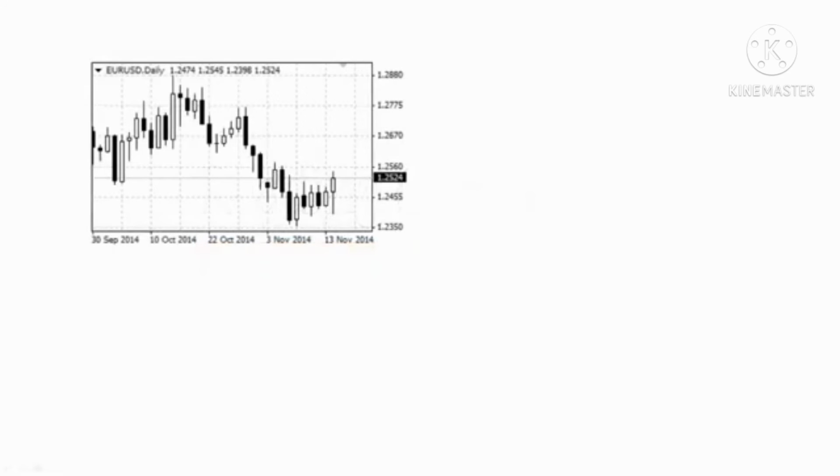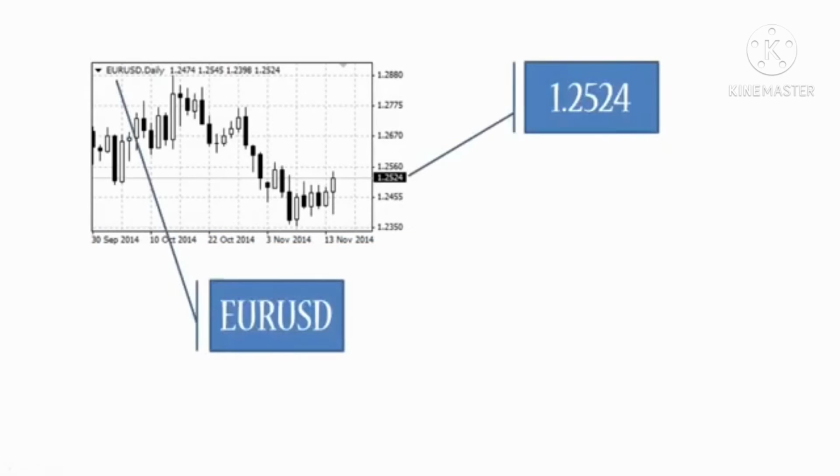So let's have a look at a chart. This is the Euro-Dollar daily chart, and you can see that the current price for the Euro-US dollar is 1.2524. So what does that mean, and how do we understand that?